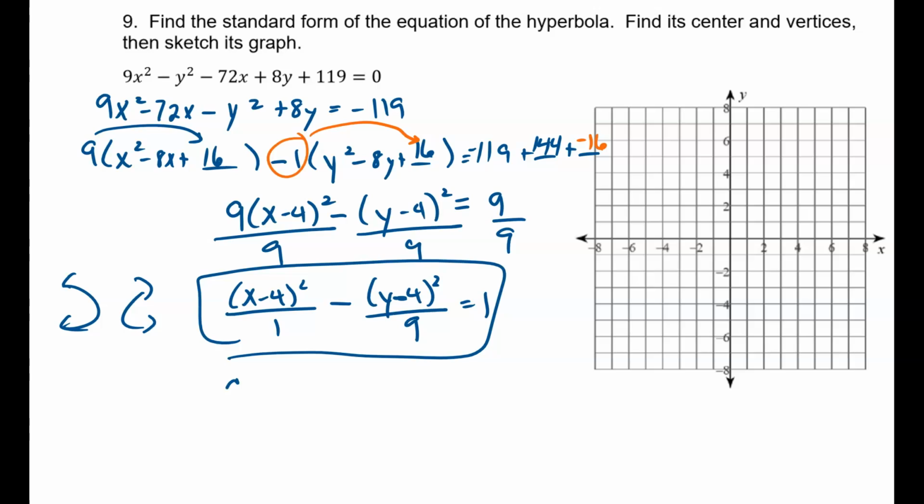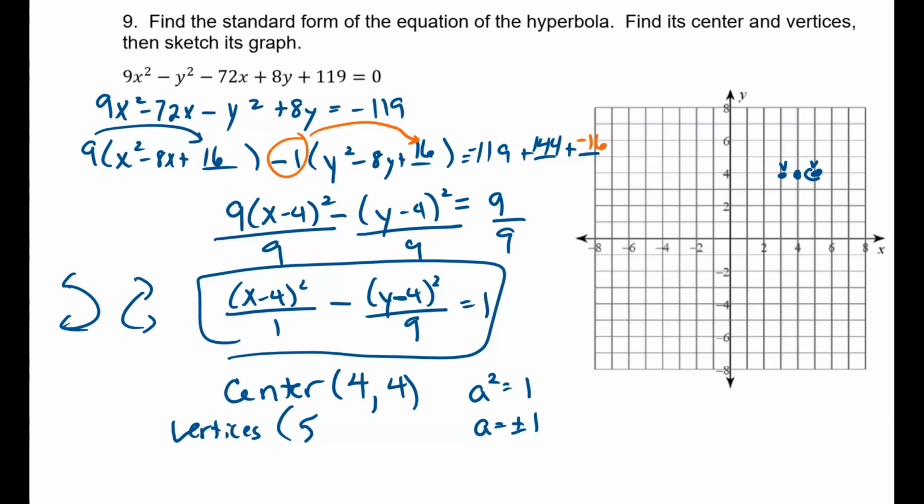So let's pull out the key information that you need. We have to have our center. Well, that should be (4, 4). So I go over here to (4, 4) to get my center. But now my vertices are going to be left and right. How do we find our vertices? a squared, and we know a squared is equal to 1. So we're going to go 1 to the right and 1 to the left because we're opening to the right and the left. So here would be a vertex and here would be your other vertex. So our vertices are going to be at (5, 4) and (3, 4), the two ordered pairs. And notice I'm writing with ordered pairs. You must have your parentheses.